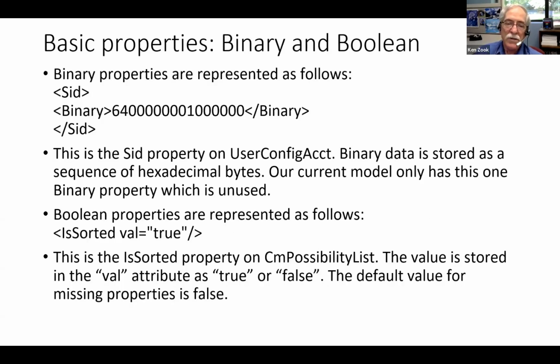We have binary properties, of which there's only one in the model at the moment, which is a SID property on UserConfigAccount. And this is the way the binary is stored. Our current model doesn't even use this, so I'm not quite sure exactly how that works anymore. But then Boolean properties are represented with a property name and then a value of true or false. And the default value, if it's missing, is false.